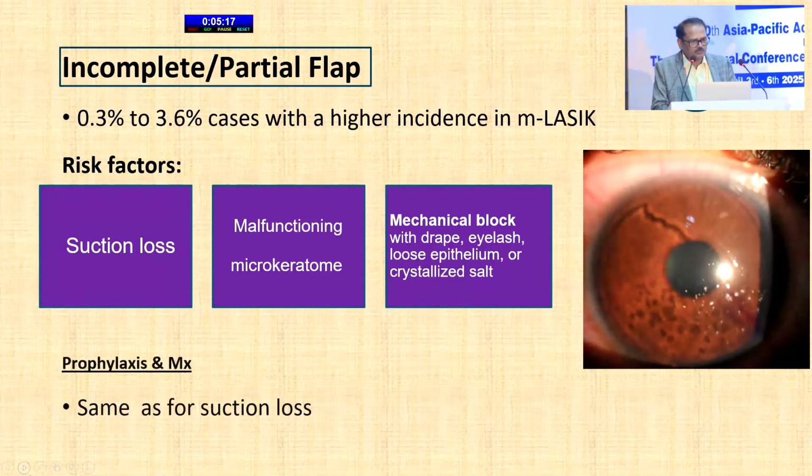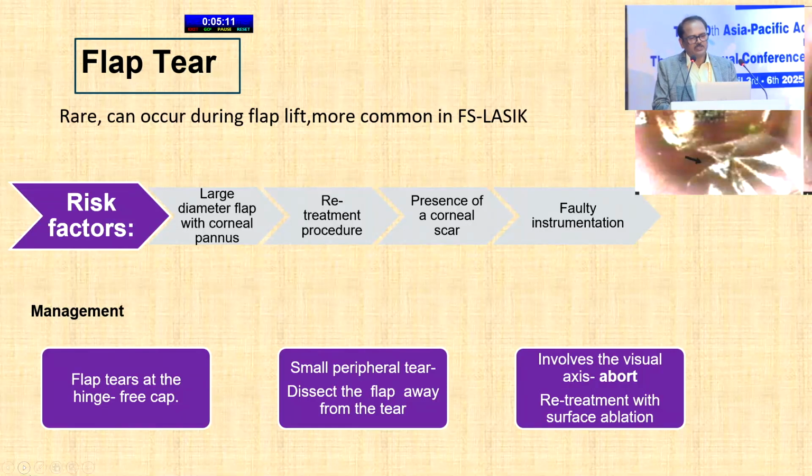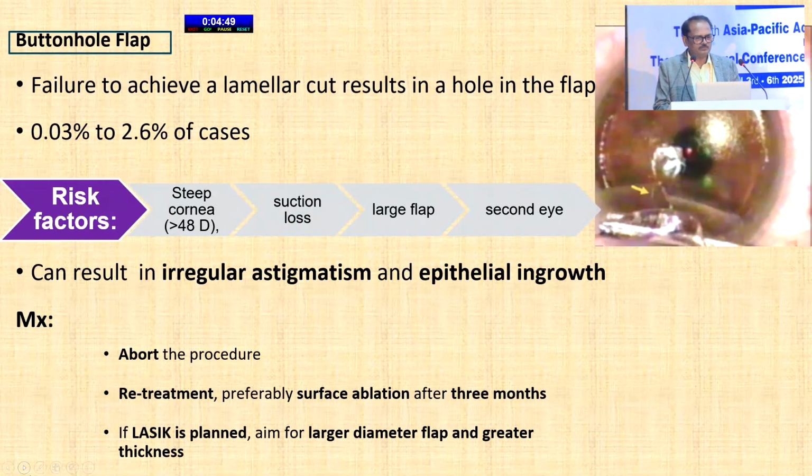Incomplete flap is also mainly due to the suction loss and malfunctioning of the microkeratome, which we can encounter. Sometimes you can end up with a flap tear, but if the flap tear is just in the periphery, you can just lift the flap from the other side and go ahead with the procedure. And if it involves the ablated zone or the central area, you cannot complete the LASIK procedure. You can just wait for another few weeks for surface ablation, or you can redo in 3 months.